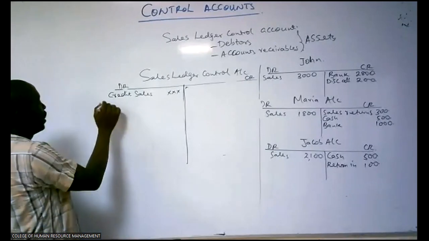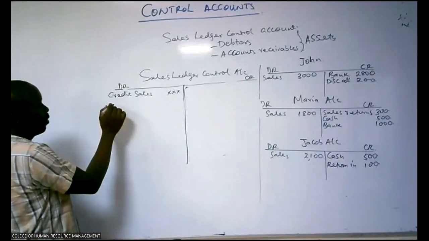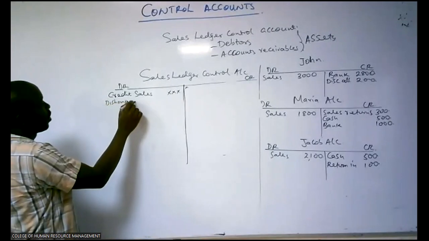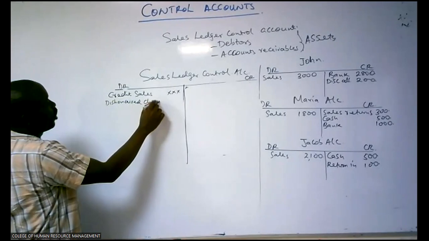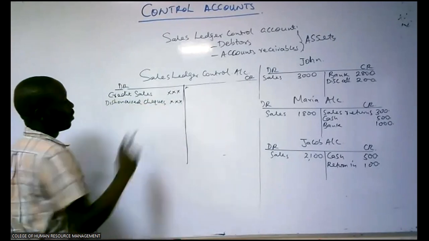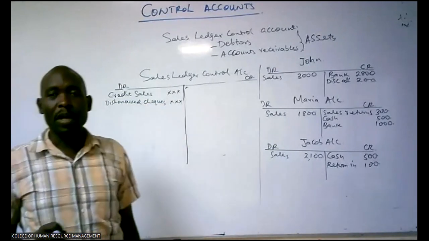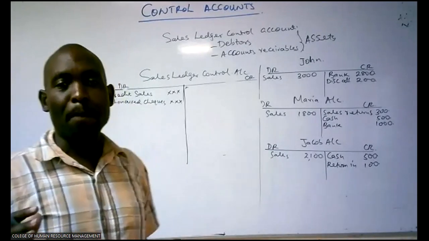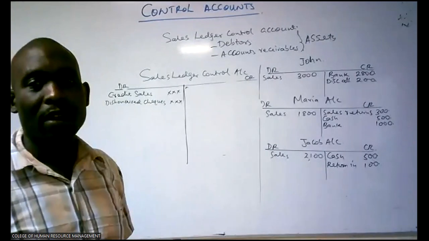We shall also be debiting this one by what we call dishonored checks. That is a check that we received from the customer. We recorded it as received, but upon taking it to the bank.